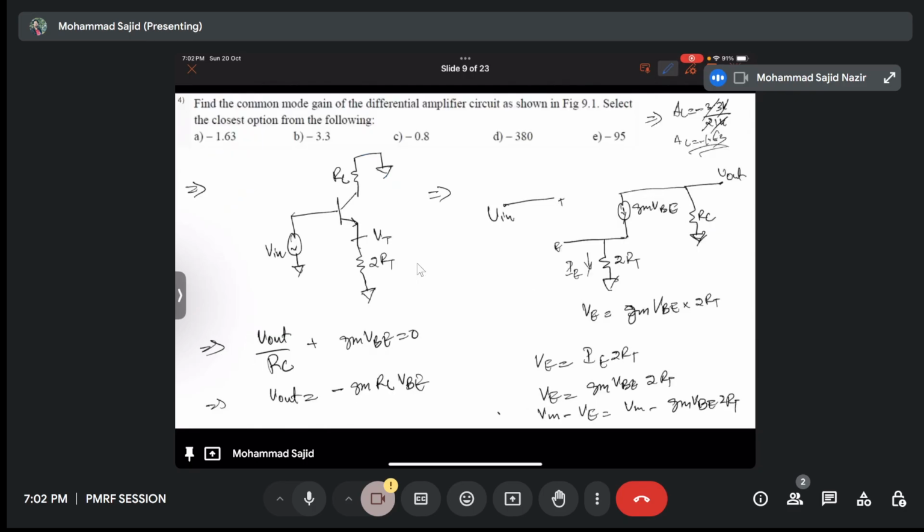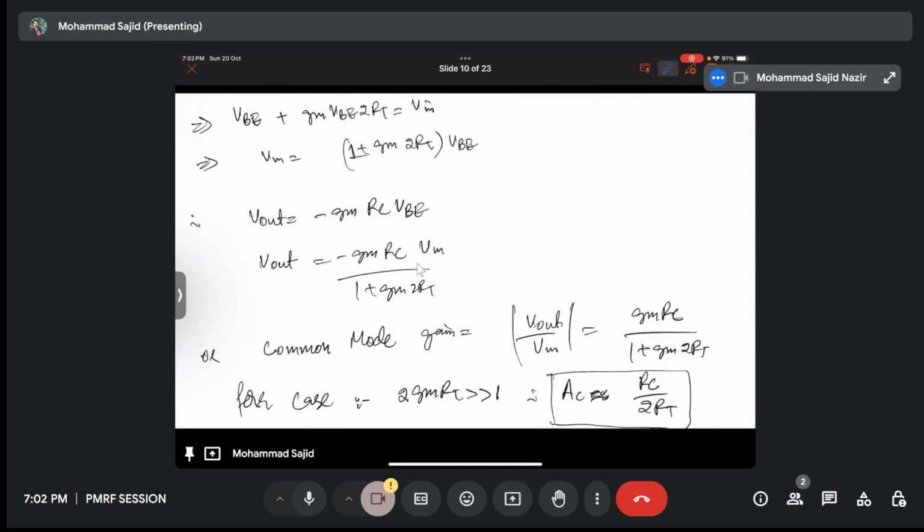In the common mode, you have 2 times the RT in the half circuit. Then it's very simple. You need to find the output. So this is my common mode gain: GMRC divided by 1 plus GMRT. If GMRT is greater than 1, it will be RC by 2 times RT.